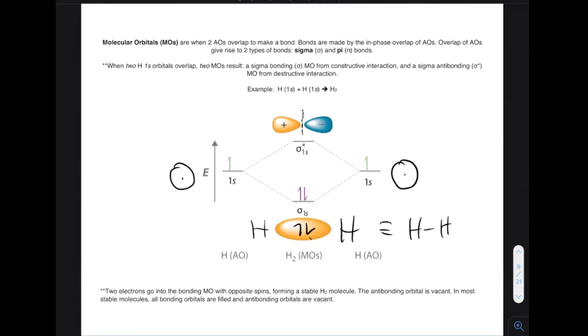Of course, when two electrons go into the bonding molecular orbital with opposite spins, you form your stable hydrogen molecule. This is generally the case with most of the things we'll be talking about in this class: in most stable molecules, all bonding orbitals are filled and antibonding orbitals are left vacant, for all intents and purposes as we're concerned in this class.